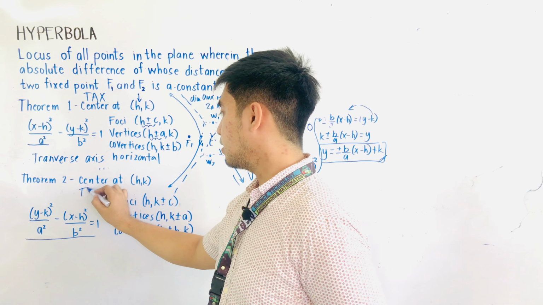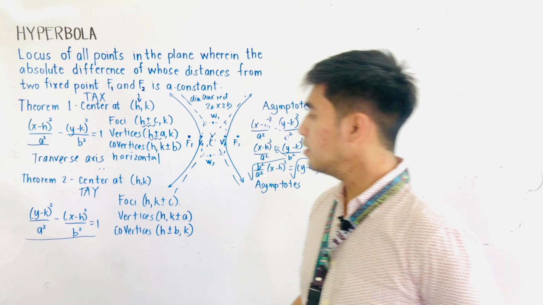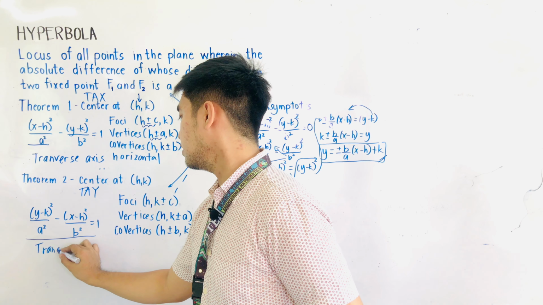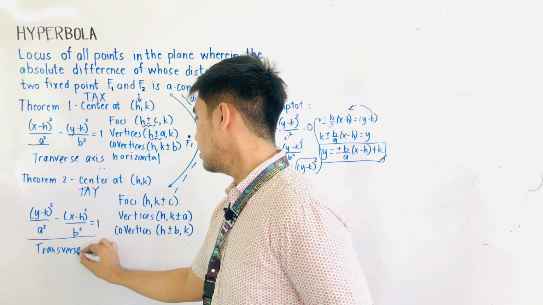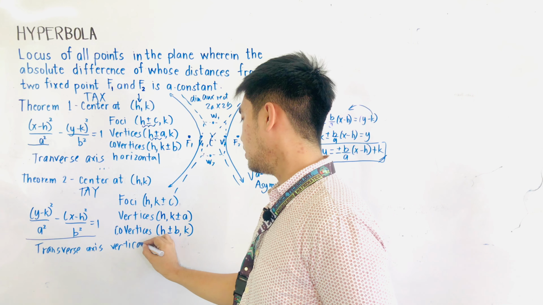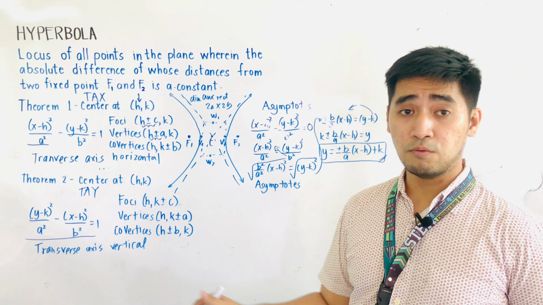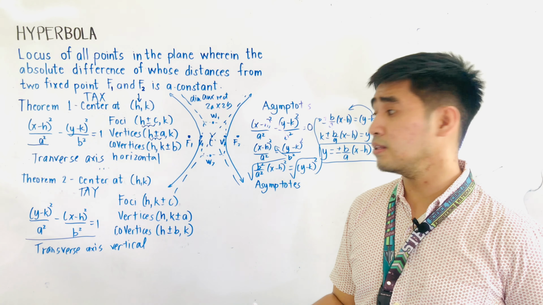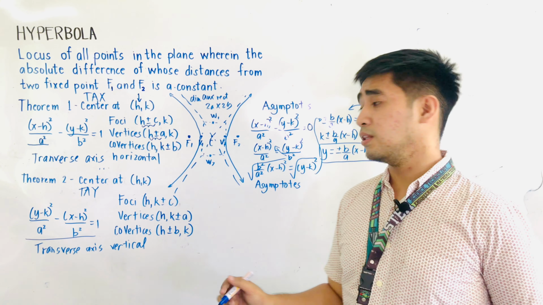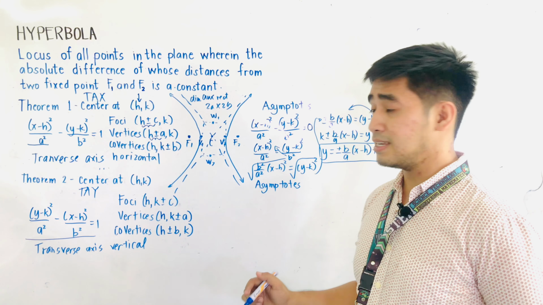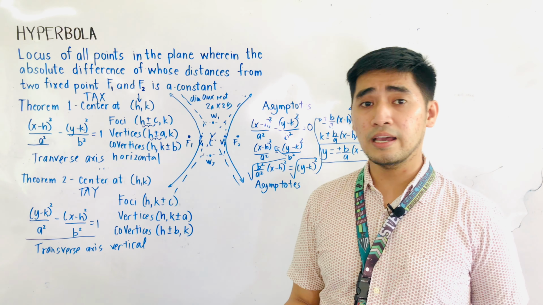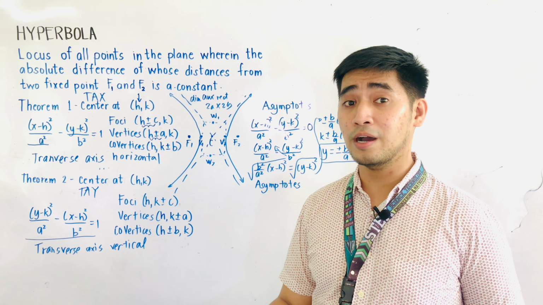So this is transverse axis y. So transverse axis vertical. So we'll be calling this as transverse axis vertical. And in transverse axis vertical, look at the equation. The equation is (y minus k) squared over a squared minus (x minus h) squared over b squared is equal to 1. In this case, the positive term now is y.